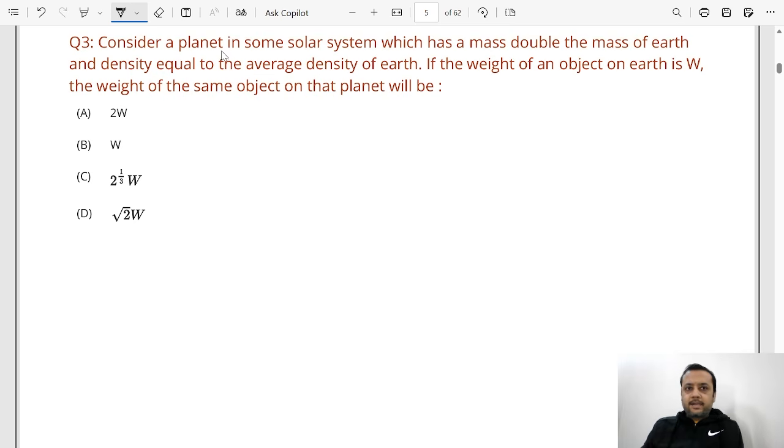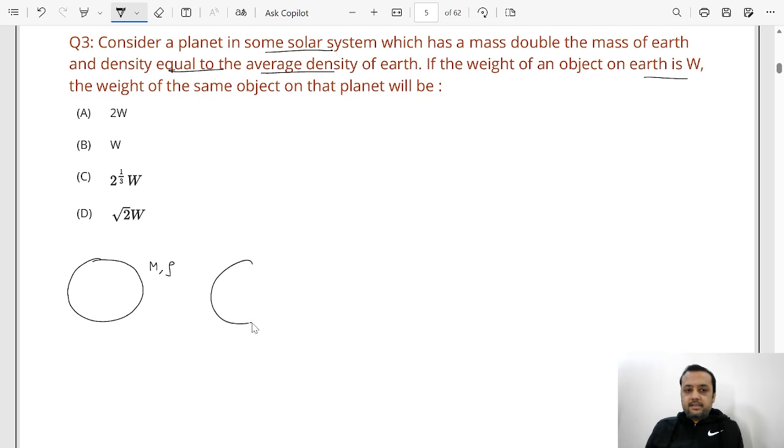In this question, there's a planet in some other solar system, probably an alien one, which has double the mass of the Earth, and density equal to the density of the Earth. Okay, if the weight of an object on the Earth is W, then the weight of the same object on the planet will be? So let us say this is our beautiful Earth, whose mass is, let us say, M, and the density is rho.